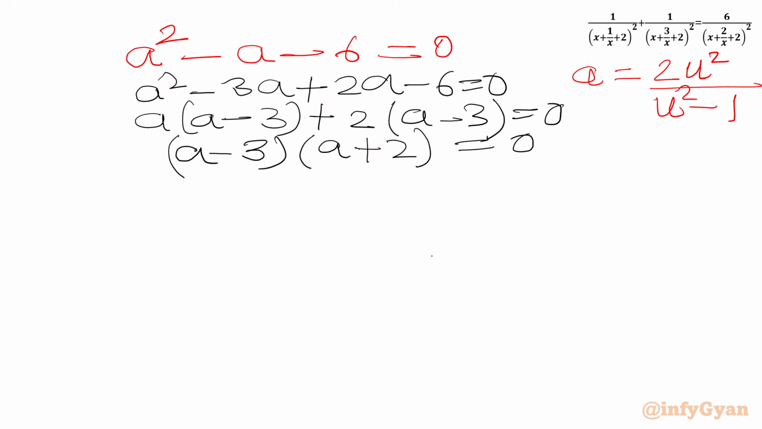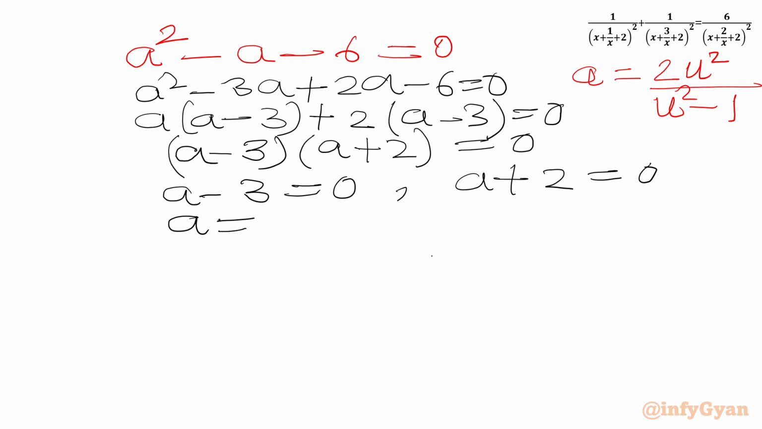Using the zero product rule, we are going to write either a minus 3 equal to 0 or a plus 2 equal to 0, or both may be 0. So from the first equation a will be equal to 3. From the second equation a will be equal to minus 2.